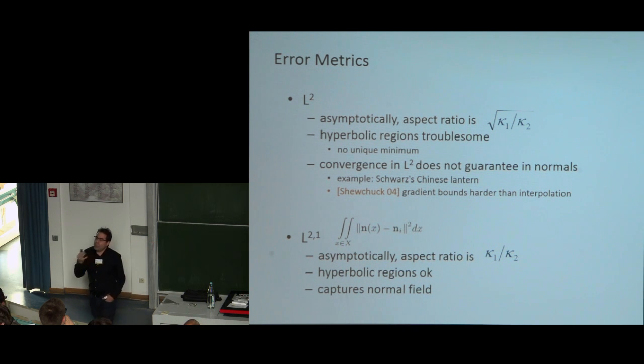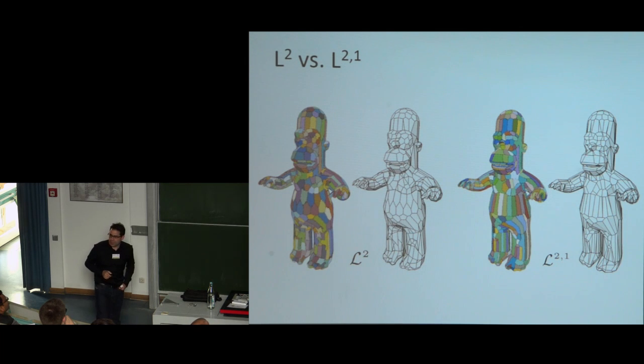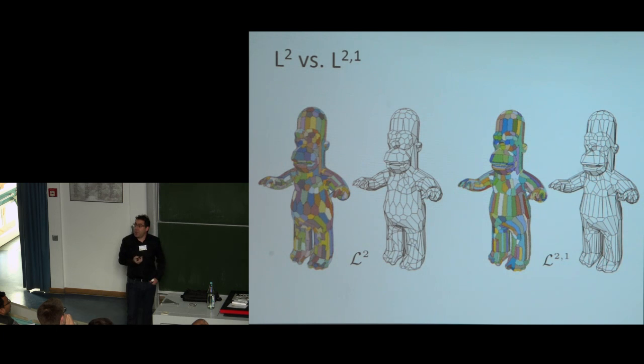And this time, it's interesting, we proved that asymptotically we are going to generate regions that have aspect ratio kp1 over kp2. The square root is gone. This time, hyperbolic regions are perfectly fine. And this will be used to capture the normals. So when we tried this algorithm using the two different error metrics, we saw that on L2 we have indeed the square root of kp1 over kp2 over there. And you see that for L2,1 the aspect ratio is larger, the square root is gone, and visually, even numerically, we better approximate the normals. So this tends also to be better feature preserving.